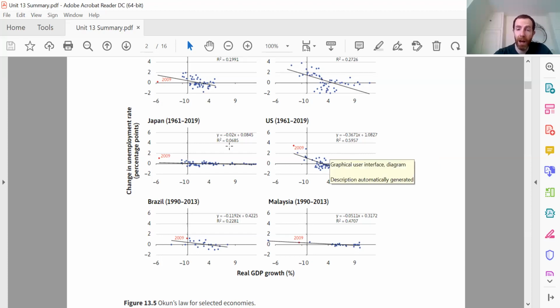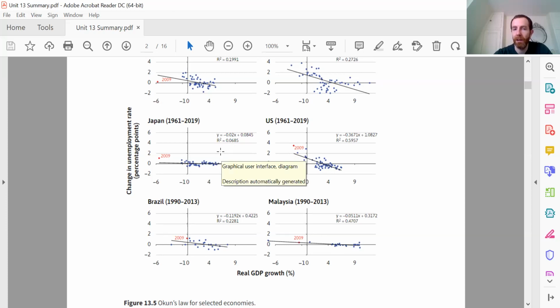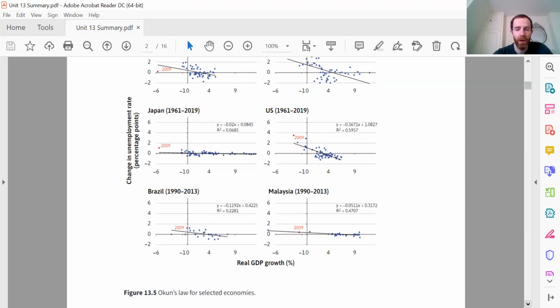Now, if I go over to Japan, we see R squared is 0.0685, much, much weaker. So in Japan, there doesn't seem to be much of a link between GDP growth and the change in unemployment rate. So what does that tell us? That Okun's law is maybe not necessarily such a strong law. In some countries it seems to hold really well, with a strong link between GDP growth and change in unemployment, but in some countries, maybe not so strong.